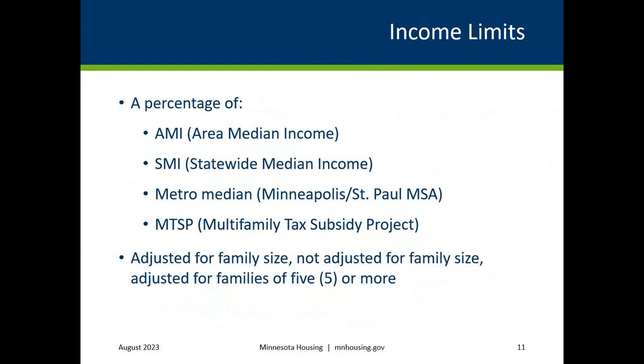Income limits are usually stated as a percentage of area median income, AMI, statewide median income, SMI, and some use the greater of AMI or SMI. They may also be a percentage of metro median, which uses the median income for the Minneapolis-St. Paul Metropolitan Statistical Area, MSA, defined by HUD. When metro median is used in properties outside the Minneapolis-St. Paul MSA, the properties use the same limits as properties inside the Minneapolis-St. Paul MSA.